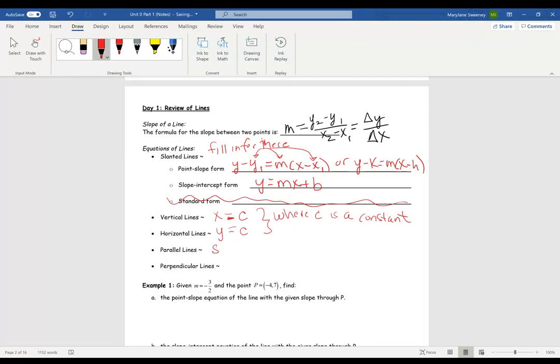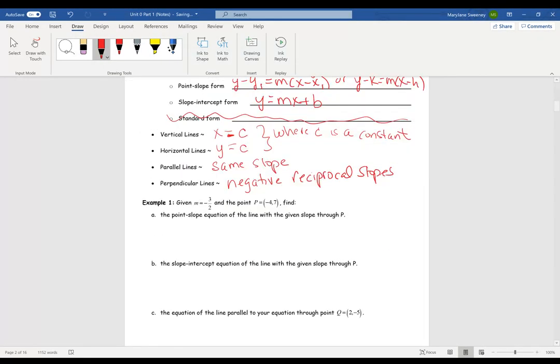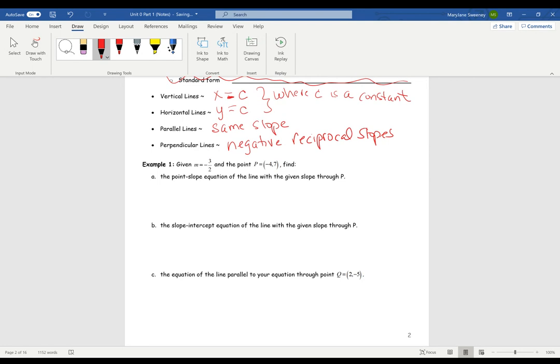Parallel lines, we need to know, have the same slope. Perpendicular lines have negative reciprocal slopes. Or sometimes people say opposite reciprocal, but same thing. You negate the sign and then you flip it. So it's two things: negative, reciprocal.